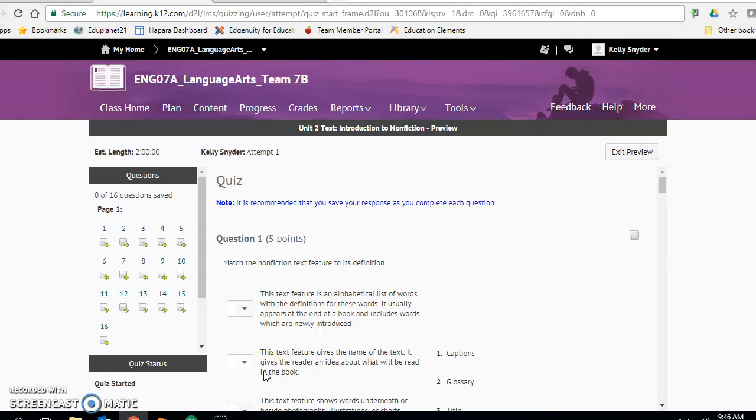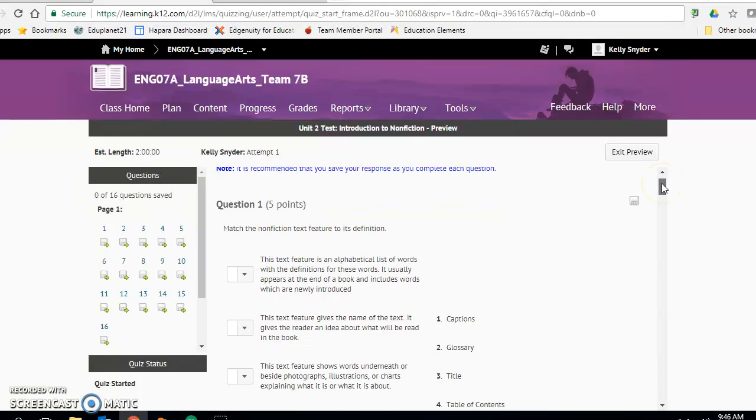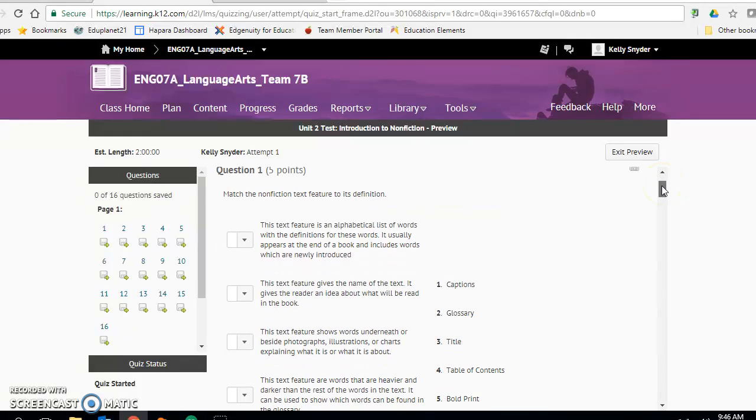Hello, this is the Unit 2 test, Introduction to Nonfiction. So if you look, question number 1 is going to be a matching question. You are going to match the nonfiction text feature to its definition.